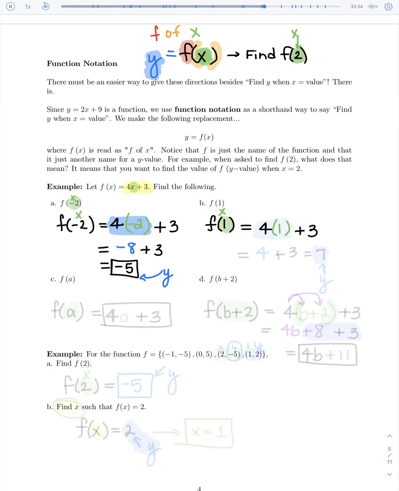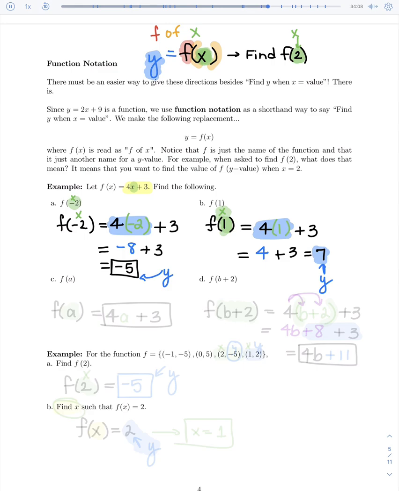Remember, order of operations is going to make us do the multiplication first. So 4 times 1 is 4. And then we've got our plus 3, which is going to give us 7. So what that means is when we plugged in an x of 1, we got out a 7 for our y value. So that's a point you could plot, 1, 7.